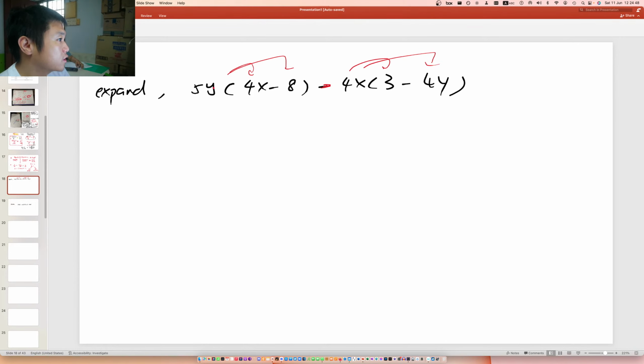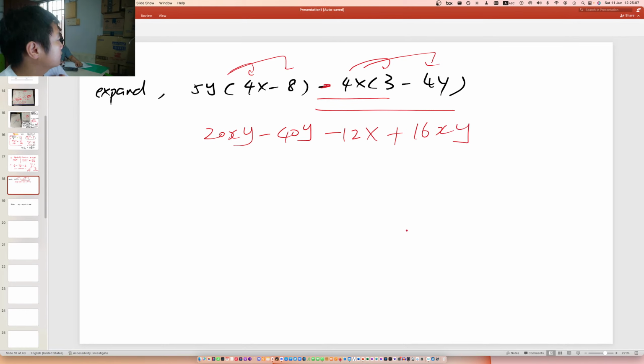So the first arrow you get 20xy, right? Then the second arrow you get minus 40y, right? Then over here the first arrow you get minus 12x, right? Then the second arrow you get minus minus, so it's plus. Do you get plus? Yeah. Okay, so it's 16xy. Okay, so that's step 1.